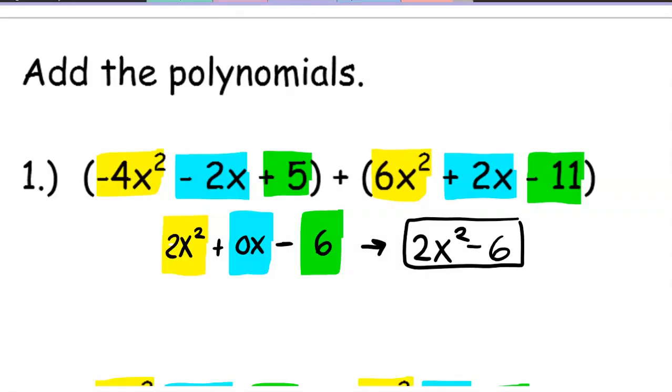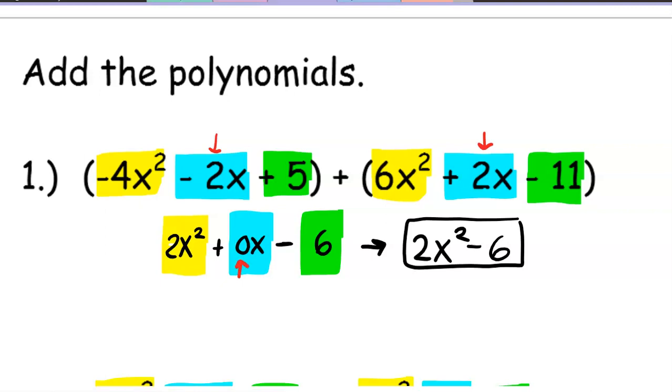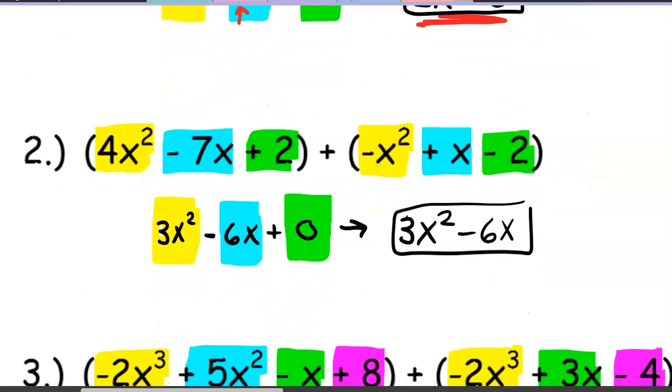Right, welcome back. And at this point, hopefully you've gone ahead and tried these out. Here's our first example. And just something of note, when I take my blue terms and add them together, I got 0x. Now you can technically write that, but as we know, 0 times anything is 0. So when I wrote my final answer here on the right, I didn't include that term when I wrote my final answer. That's going to happen in number 2 as well.